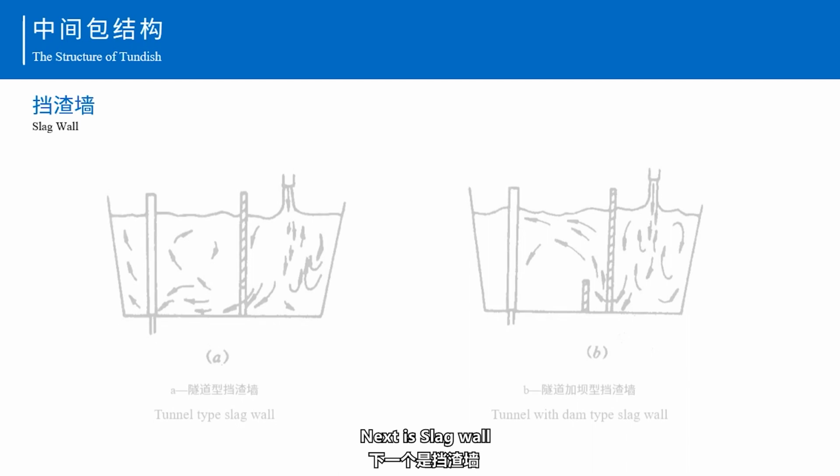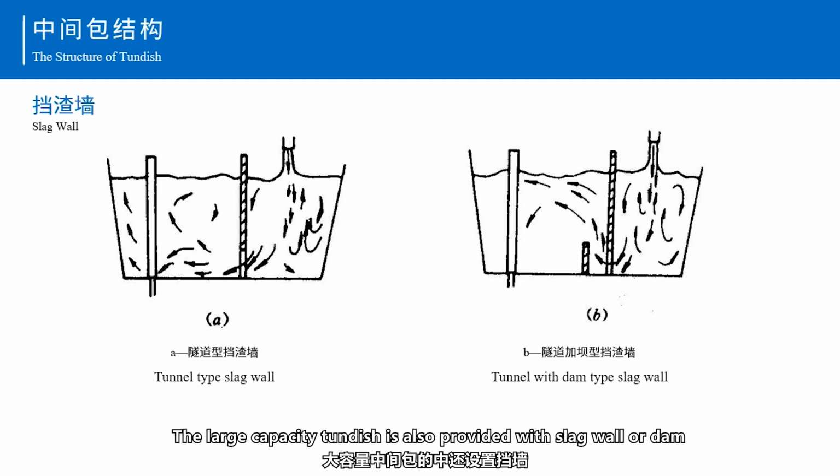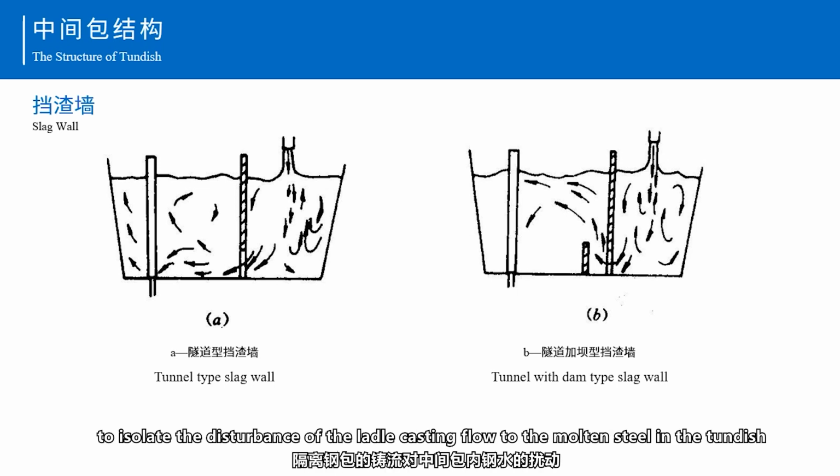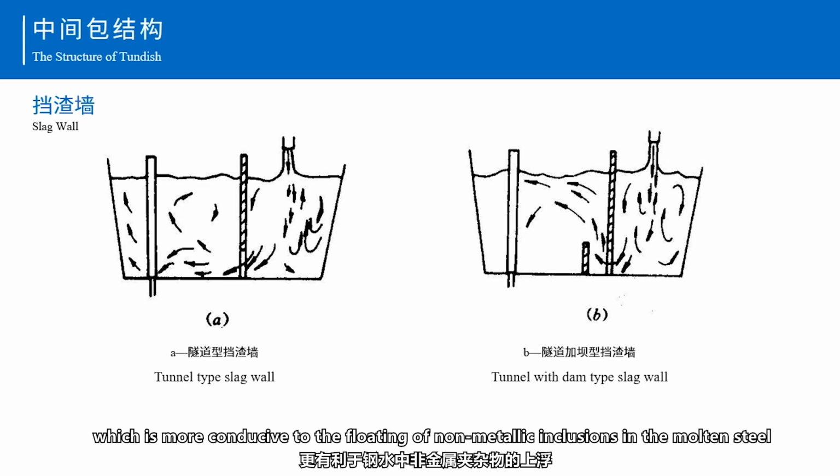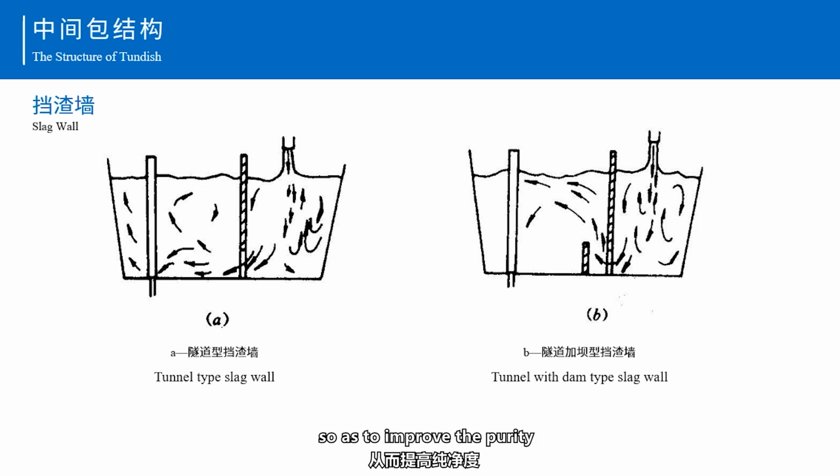Next is the slag wall. The large capacity TUNDISH is also provided with a slag wall or dam to isolate the disturbance of the ladle casting flow to the molten steel in the TUNDISH, so that the flow of the molten steel in the TUNDISH is more reasonable, which is more conducive to the floating of the non-metallic inclusions in the molten steel, so as to improve the purity.